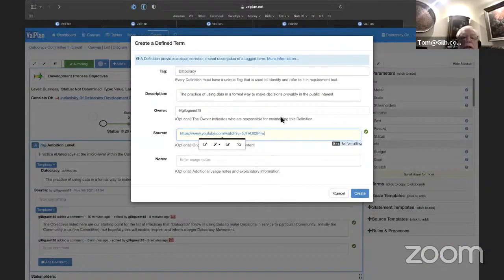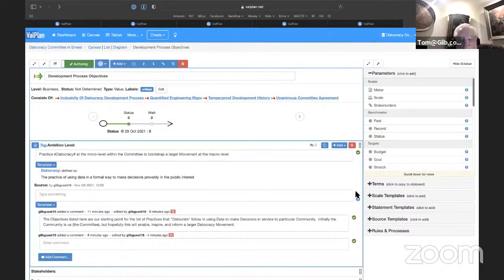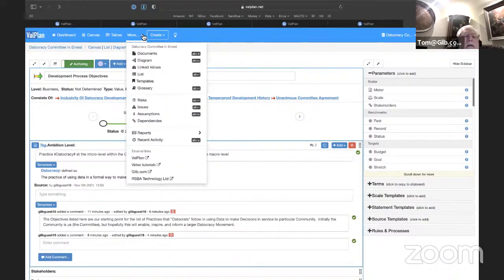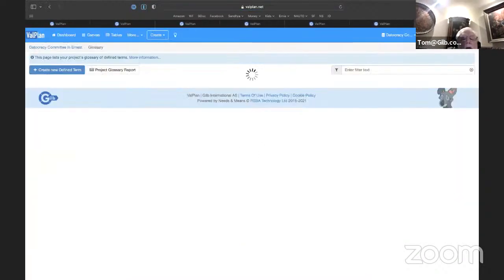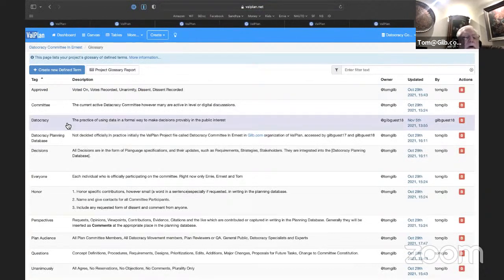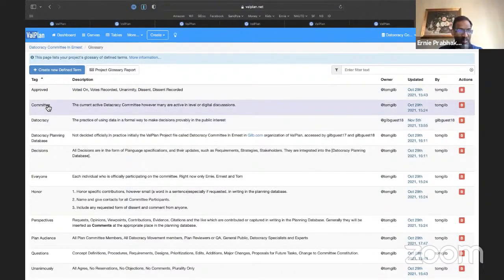So you can click the create button. That'll create it in your glossary. Now, if you go to the more at the top on the blue there, and it says glossary. So there we go. The word committee is already defined there. Great. In this context, committee means this Datocracy committee, so we don't have to keep defining that or using the long form.